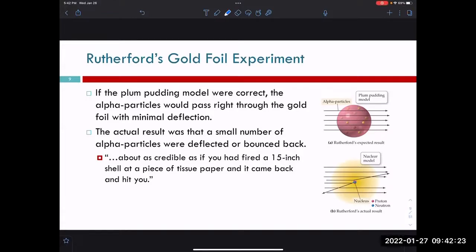And it says, this is a quote. He said, "This is about as credible as if you had fired a 15-inch shell at a piece of tissue paper and had the shell come back and hit you in the face." I guess I added that hit you in the face, right? So if you were shooting a gun at a fruitcake and those bullets bounced back at you, that is about how credible this was at the time. Because of this, though, they were able to really discredit his theory and say, that's wrong. We need to come up with a new theory for what the atom is actually like.